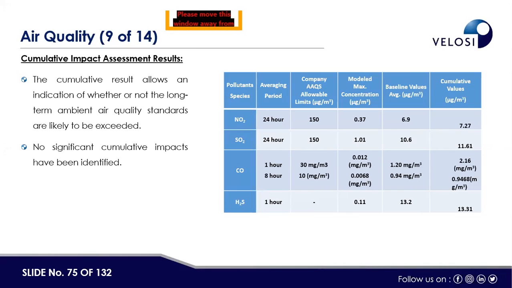And in the same way, for carbon monoxide as well, the value after cumulative adding of the baseline value and the model value is also complying with the applicable standard of ambient air quality. And for H2S, there is no particular standard in UAE for ambient air quality for H2S. That's why we did not mention it here. But the model value is 0.11, and the baseline value is 13.2. So the cumulative value that we got is 13.31.